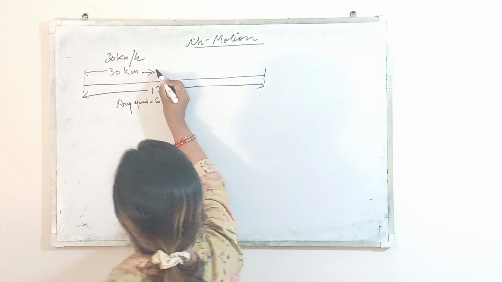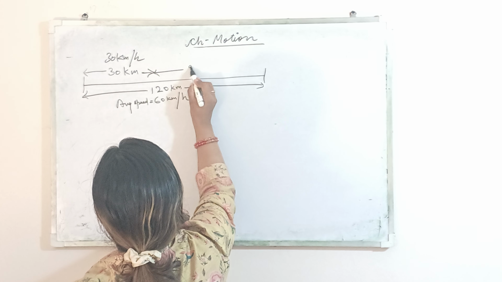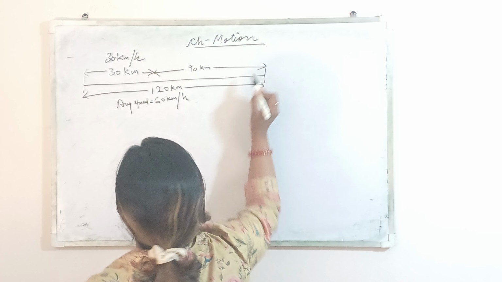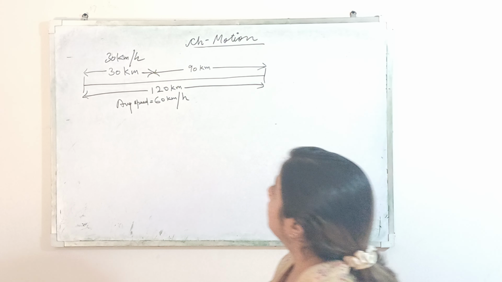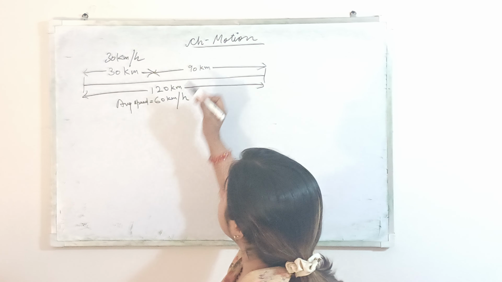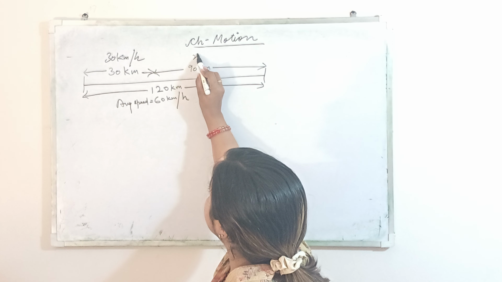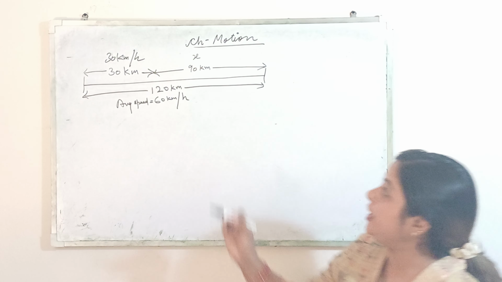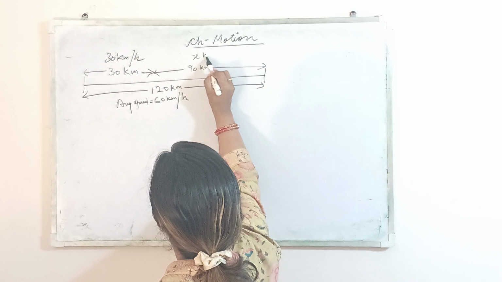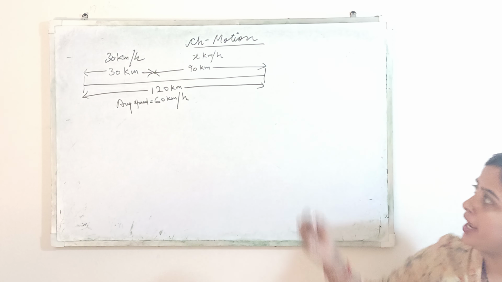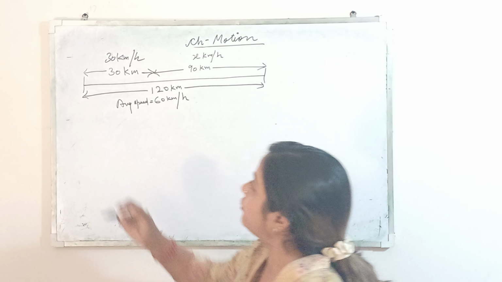Okay, the next 90 kilometer distance, the train travels with which speed? What should be the speed? Let us suppose x kilometer per hour is the speed of the train. Now what is given? Again, I am reminding you children, what is given in the question?